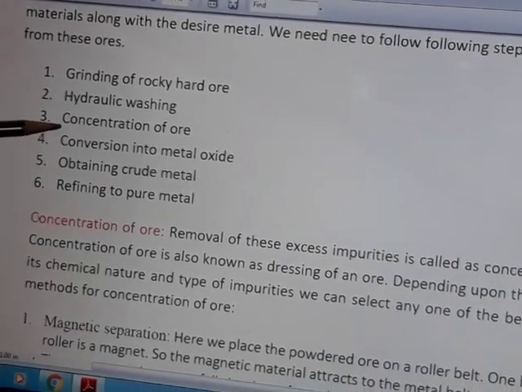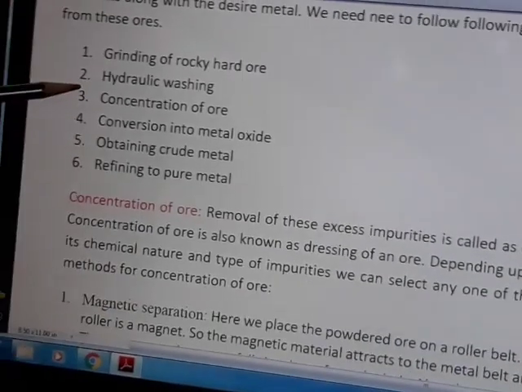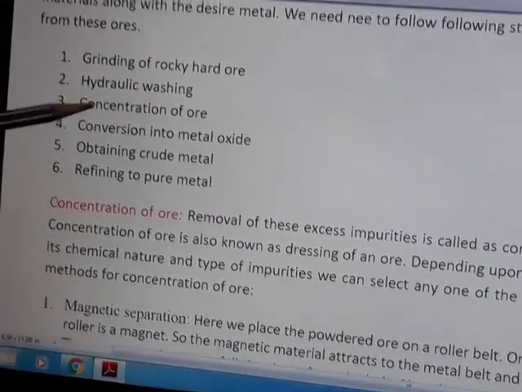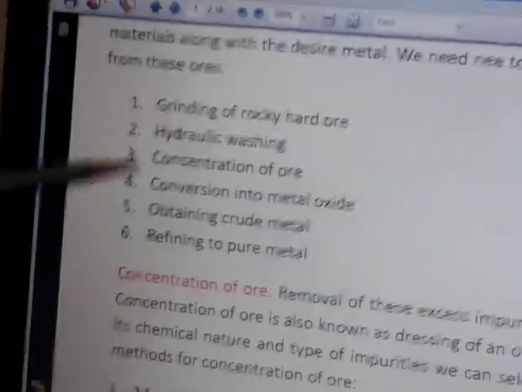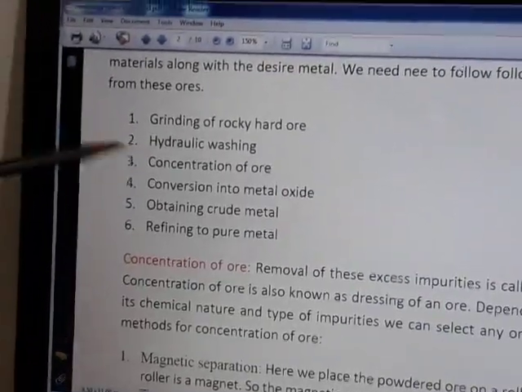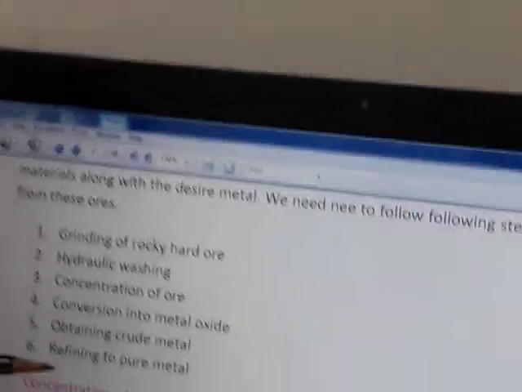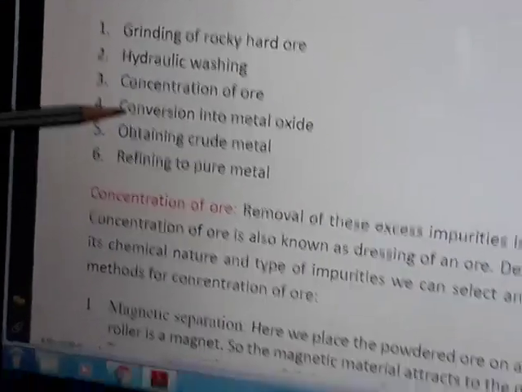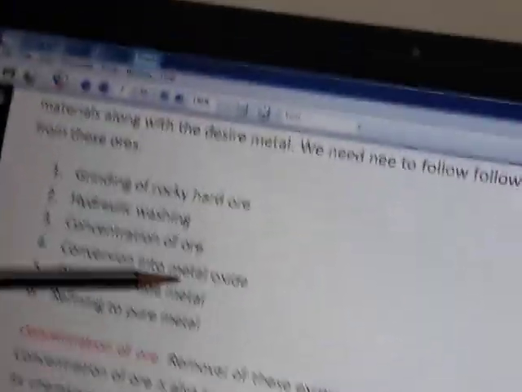from it. Then the ore will be concentrated. This term, concentration of ore, is also known as dressing of ore. It involves a number of processes, and the method of concentration of ore depends upon the type of metal and the combination form in which it is appearing. Then once the ore is concentrated, the next step will be to convert this ore into metal oxide.